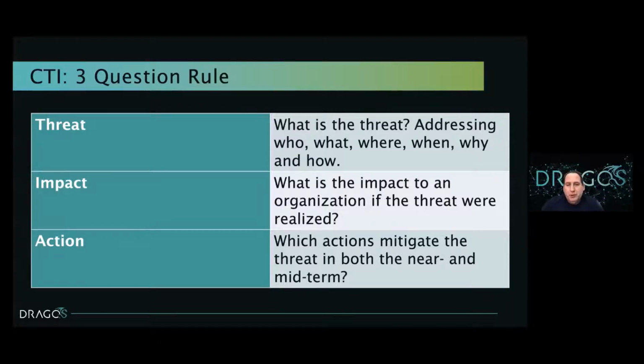Sophistication doesn't mean much. Whether the code is really difficult to read or write is kind of irrelevant, right? Because what we're really worried about is, what can they do to the organization? How's this going to hurt our business? How's this going to hurt other businesses that rely upon us? So those are the things that you really want to watch for. And of course, which actions mitigate the threat, both in the near and the midterm.